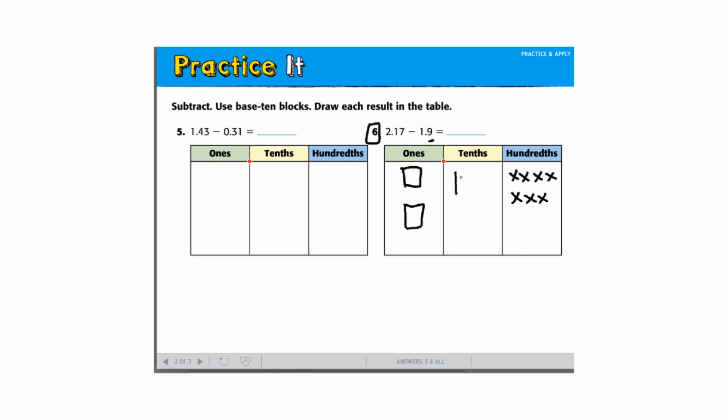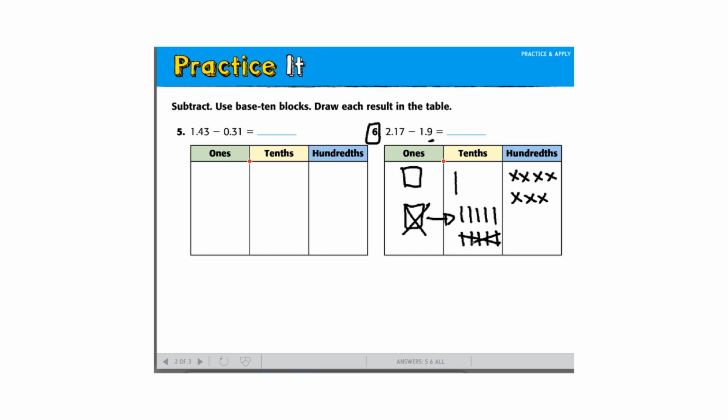So we need to take 9/10 away, but we only have 1/10 there. So what do we do, Angelina? We use one of the ones blocks. That one right there. And we move it to the tenths and put 10 blocks. So this one right here is going to turn into 10 tenths, so that I can then take 9 tenths away from it. Because I only had 1/10 in there, and I needed to take 9 away, I had to borrow it from the ones. So now I'm going to take away 9.